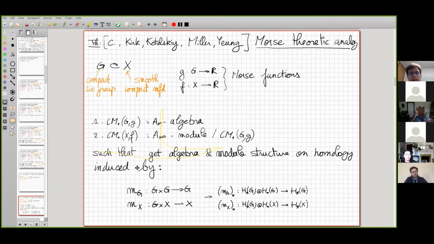So these are kind of chain level versions of this module and algebra structures. All right. So basically we want to find chain level versions of these. So what we're going to need is a chain level construction of the push forward in Morse homology.